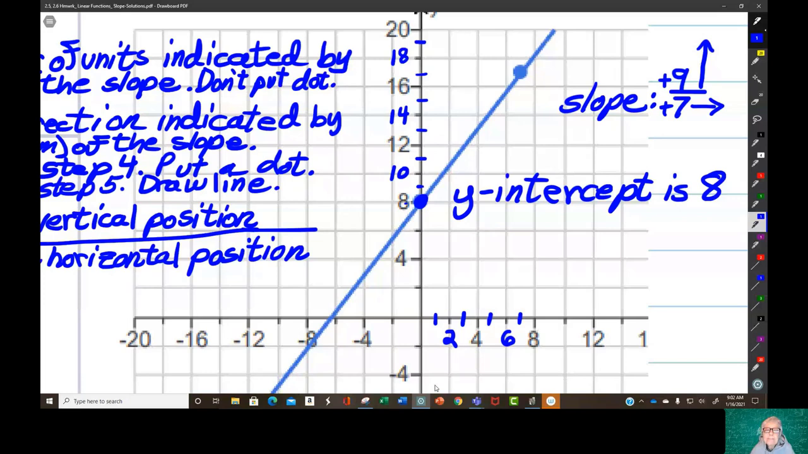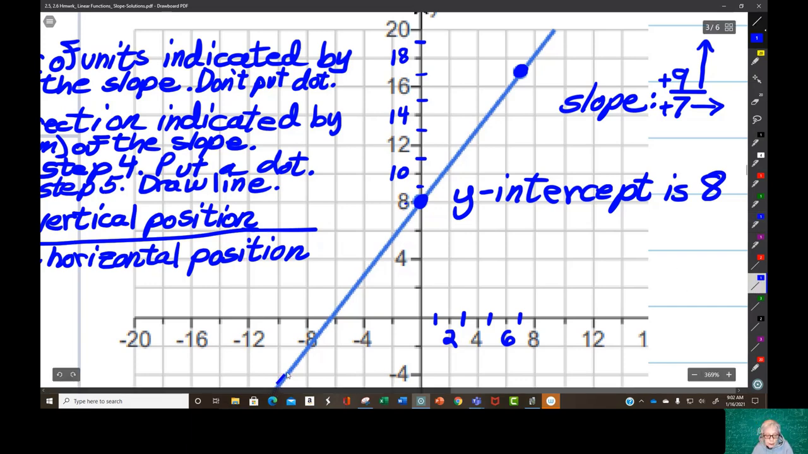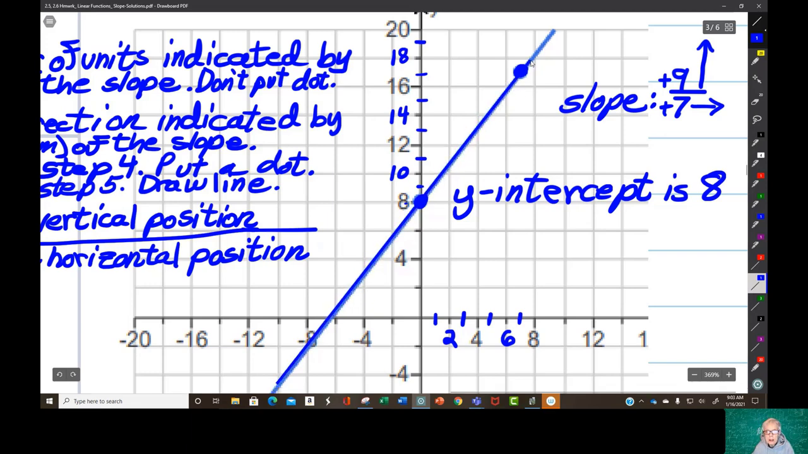All right, now I'm ready. Here we go. I start at 8. I move up 1, 2, 3, 4, 5, 6, 7, 8, 9 steps, units. And then I go, notice I didn't put a dot, no dot. 1, 2, 3, 4, 5, 6, 7. Now I put the dot. And now that I have 2 dots, I can draw a line between them.